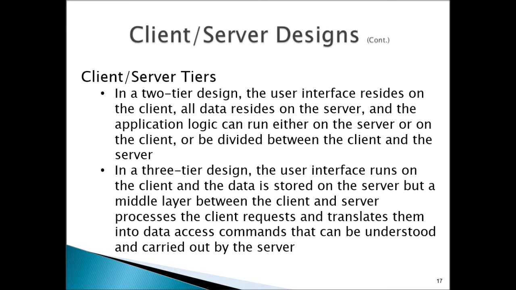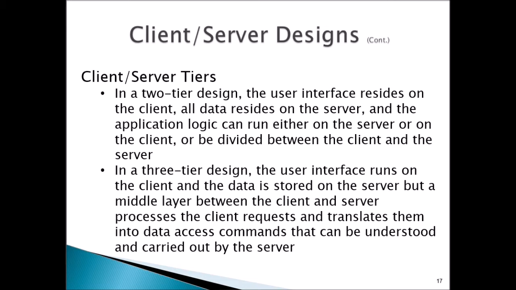Continuing on, let's look at client-server tiers. In a two-tier design, the user interface resides on the client. All data resides on the server, and the application logic can run either on the server or on the client, or it can be divided. In a three-tier design, the user interface runs on the client. The data is stored on the server, but the middle layer between the client and server processes the client requests and translates them into data commands.